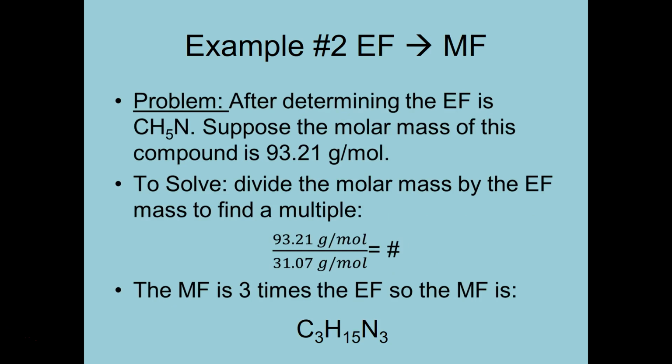So after determining the EF is CH5N, suppose the molar mass of this compound is 93.21 grams per mole. So we're going to divide the molar mass by the EF mass. We take the mass we are given in the problem and divide it by 31.07, which is the molar mass of CH5N. That's going to get us a number, roughly 3. So that means it is 3 times as much. So we multiply the whole thing by 3 to get C3H15N3. I know it's a lot of steps, but if you just learn the steps, you can solve any problem there is out there.